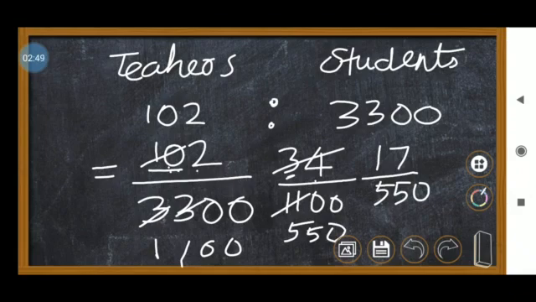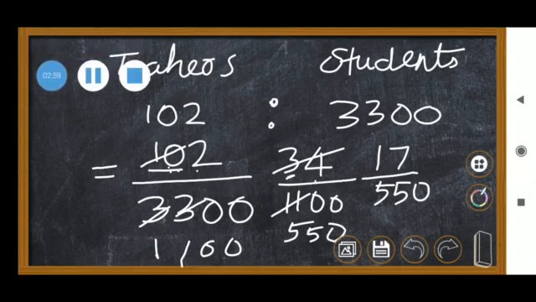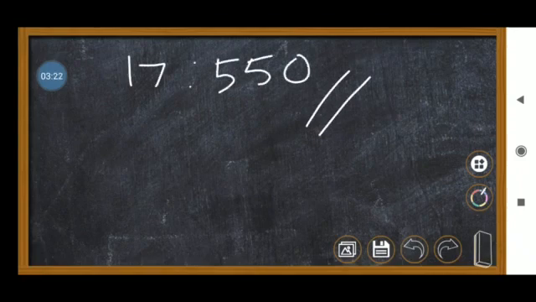And 17 by 550, is there any other table which can divide? Just check it. If you think of any other number which can divide both the numerator and denominator, check. 17 by 550, so that's the ratio. 17 by 550 we can write as 17 is to 550. So this is your answer, the ratio between the teachers to students.